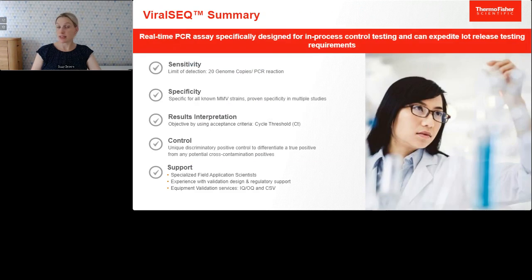So quickly to summarize, the Viroseek, MMV, and Vesivirus assays are sensitive real-time PCR assays that reach a limit of detection of 20 genome copies per reaction, with high specificity to their respective targets and no cross-reactivity. The results use cycle threshold to determine the presence of a viral contamination. The kit comes also with your unique discriminatory control to confirm extraction performance without the risk of false positives. And again, finally, the level of support we provide will enable you to confidently implement these assays for routine contamination monitoring. Thank you.